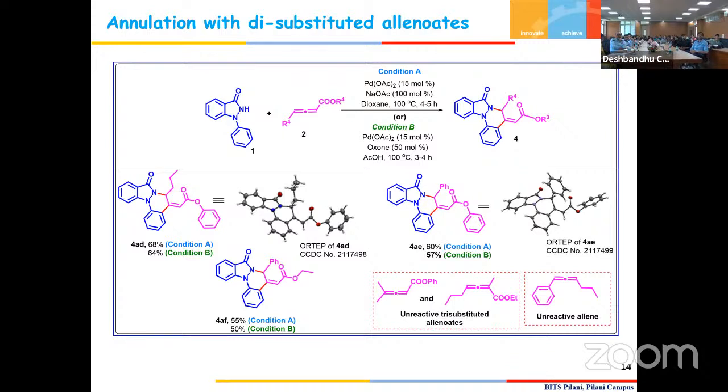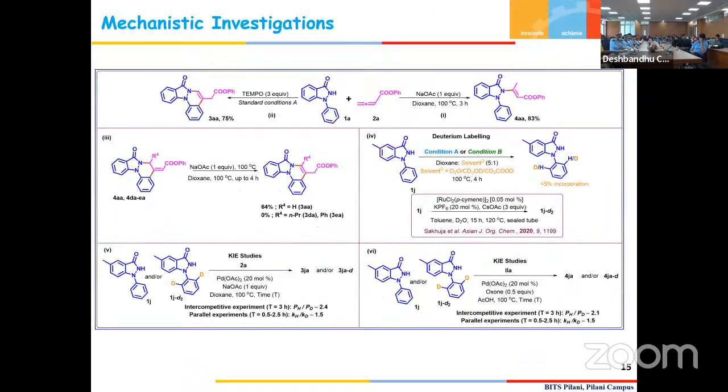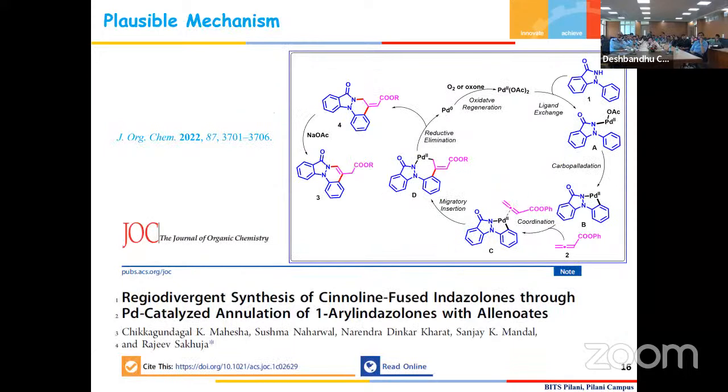On the other hand, tri-substituted allenoates did not work in the reaction. Of course, the next task was to understand the mechanism, for which we did a couple of mechanistic investigations, including control experiments and kinetic isotope effect, and we understood the mechanism as the following: the reaction proceeds by a CH activation by platinum, which is the main catalyst, which we found to be the best under the optimized condition.